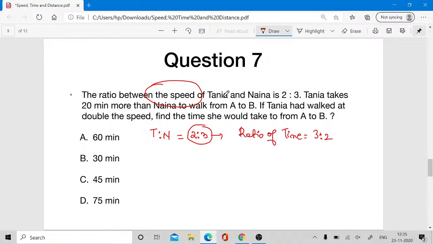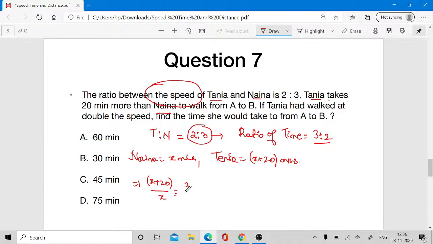Okay, so now Tanya and Naina. Tanya is taking 20 minutes more than Naina, yes or no? So let me take Naina as x minutes. So what will Tanya be then? Tanya will be x plus 20 minutes. So let us do that in this ratio only. When you do this in the ratio, x plus 20 divided by x is equal to what? The ratio we got here is 3/2, so x plus 20 divided by x is equal to 3/2.